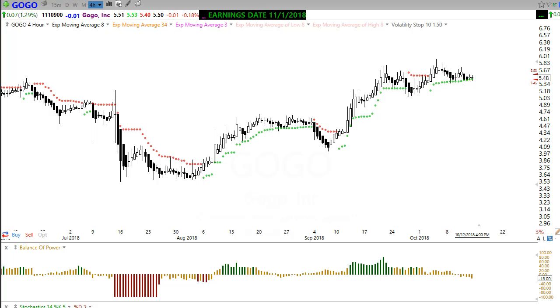Number 1, the stock has to be trending. Why do I want a trending stock? Well, if the stock's not trending, I'm just guessing. I'm gambling. I want proof that the stock wants to go up or go down. I want proof. Until I get that proof, I'm not interested.